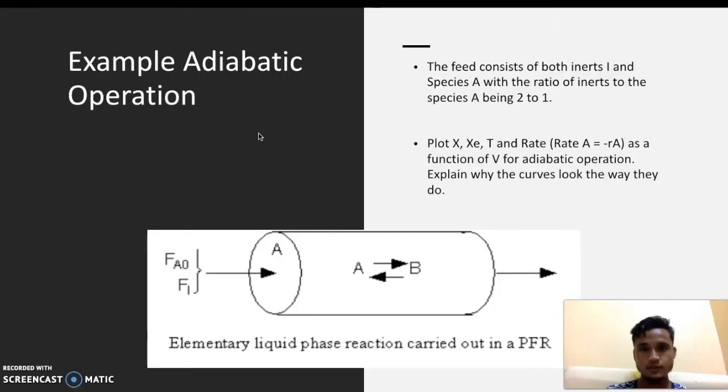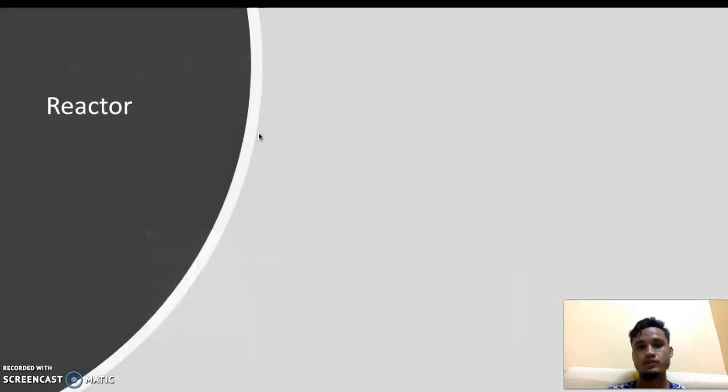Okay, now I will explain the example for the adiabatic operation. This question is on a PFR, working in a reversible reaction between species A and species B. The inlet of the PFR is species A and also an inert, and the ratio between the inert and species A is 2:1. So the question asks to plot X_EB, temperature and rate over volume graphs, and we will use Polymath for this question.